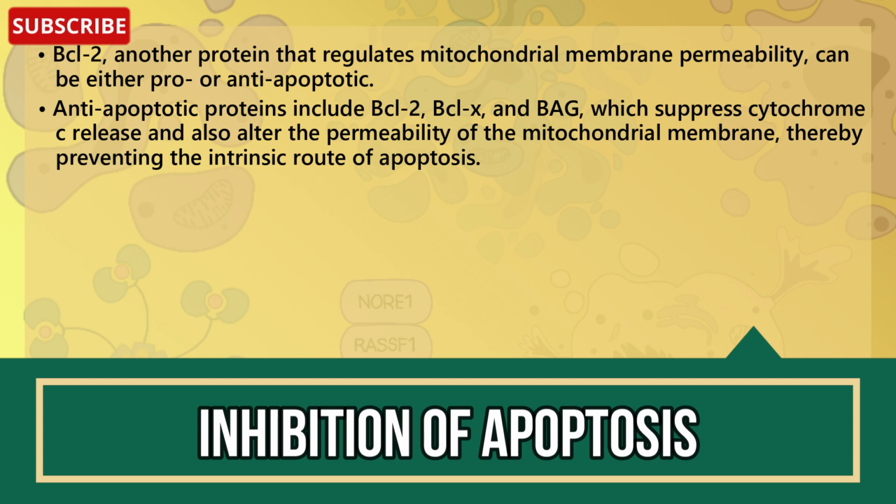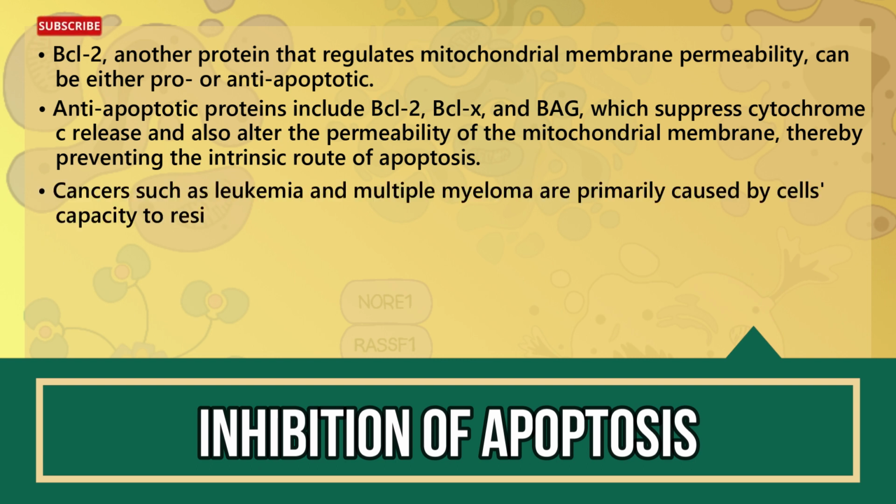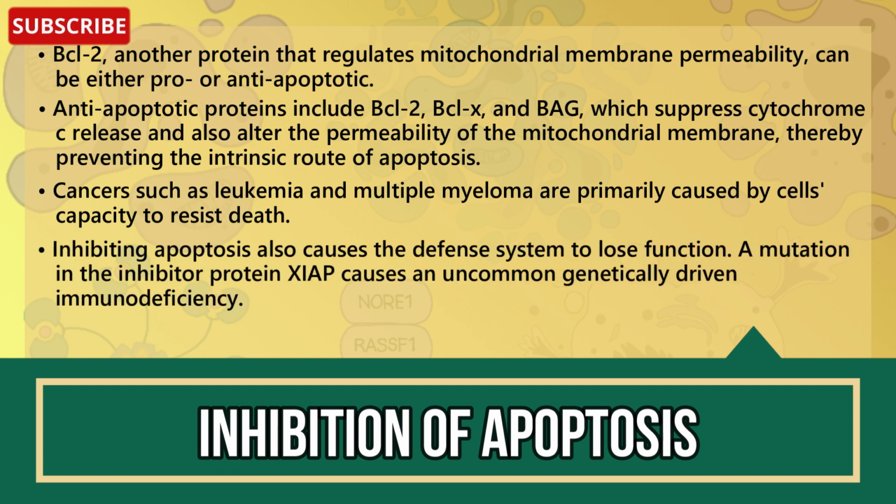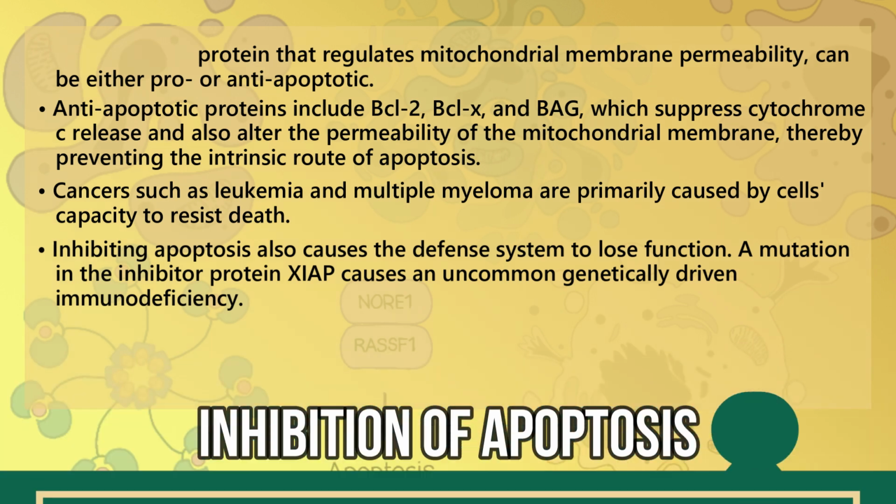Anti-apoptotic proteins include BCL2, BCLX, and BAG, which suppress cytochrome C release and also alter the permeability of the mitochondrial membrane, thereby preventing the intrinsic route of apoptosis. Cancers such as leukemia and multiple myeloma are primarily caused by cells' capacity to resist death. Inhibiting apoptosis also causes the defense system to lose function. A mutation in the inhibitor protein XIAP causes an uncommon genetically driven immunodeficiency.